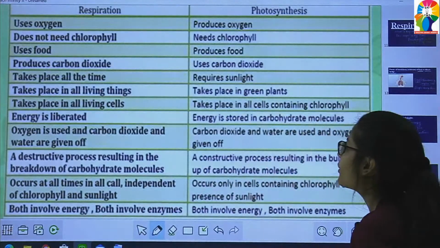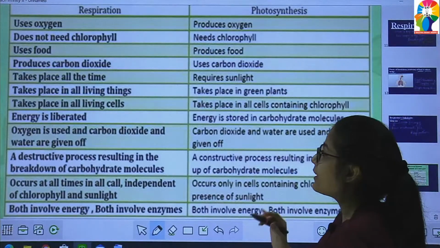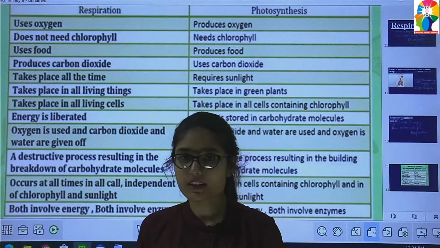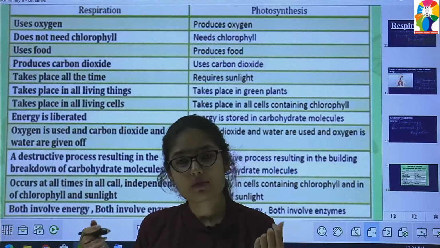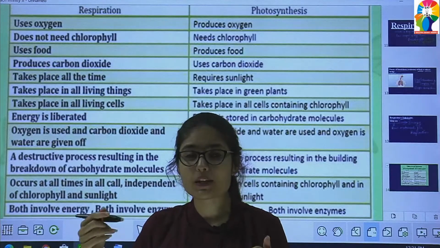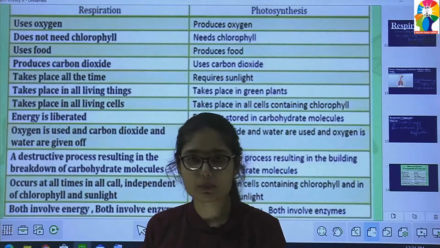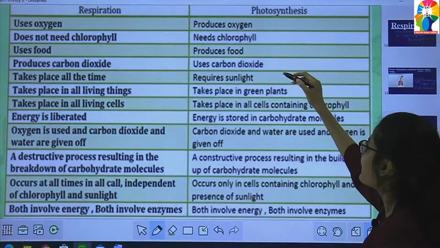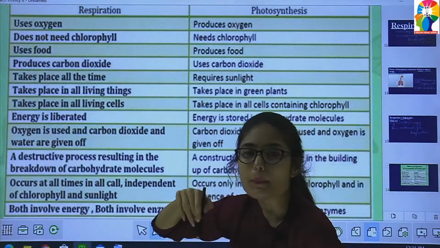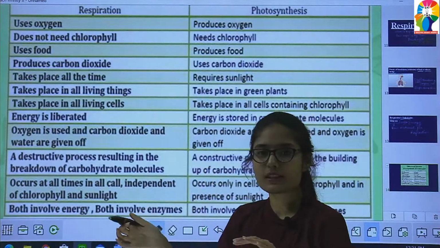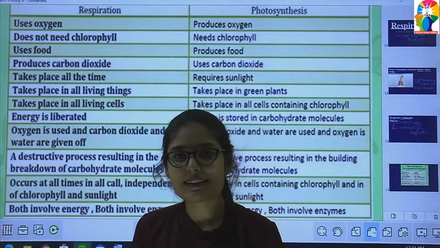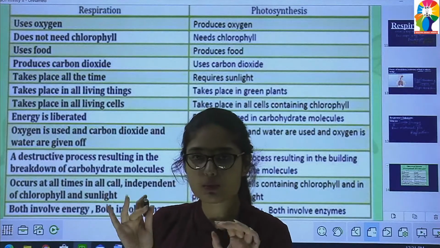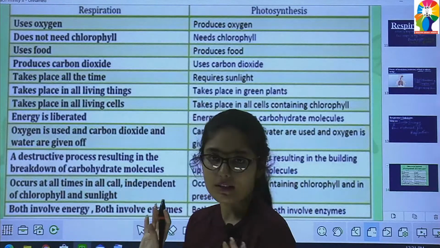Now next, respiration takes place in all living things. It's not just about humans. Respiration is present in all living beings, but photosynthesis takes place in green plants. Photosynthesis takes place in the green plant, in the chlorophyll, which is present in the chloroplast.